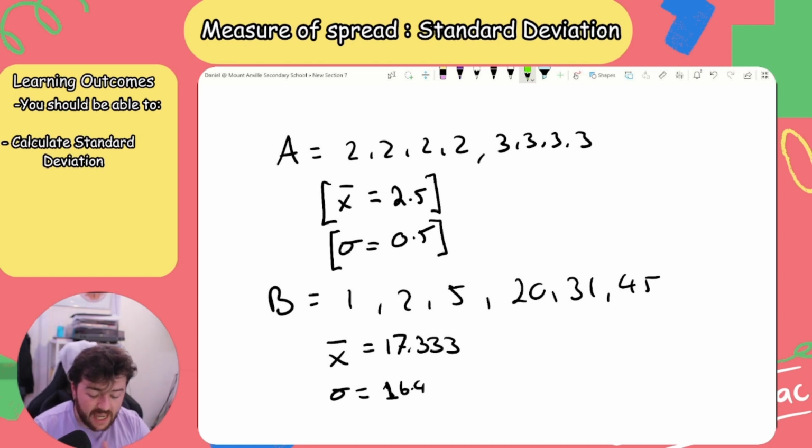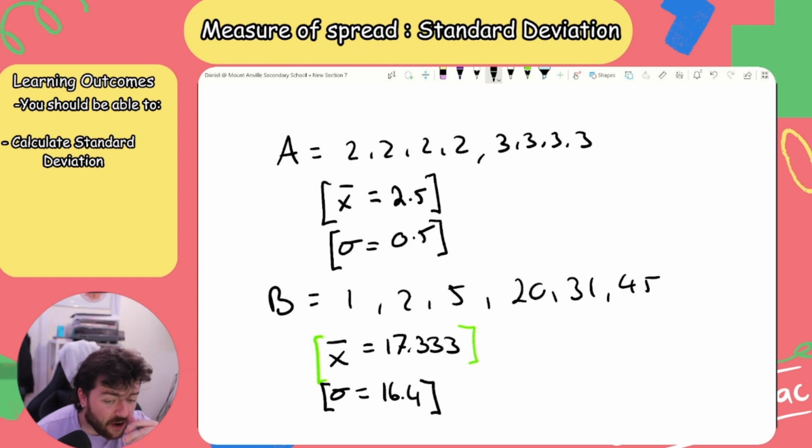But if we look at B here, I have 1, 2, 5, 20, 31, 45. The mean of this data, my average value, is 17.333. And as you can see, just by inspection, before even calculating what my standard deviation actually is, 17 is ages away from 1, ages away from 2, ages away from 5. It's close enough to 20, a fair bit away from 31, and ages away from 45. So my data is not really centering around a mean value here, hence why we got a big standard deviation of 16.4.